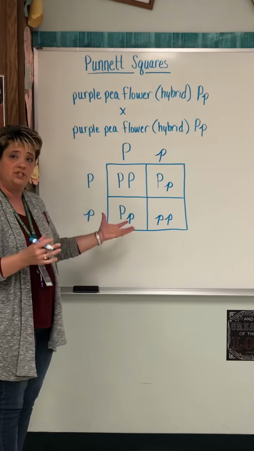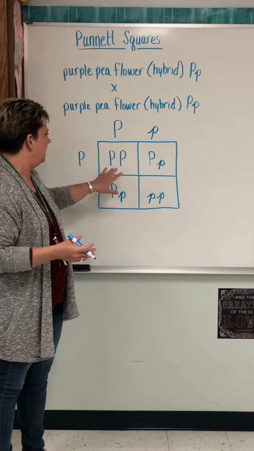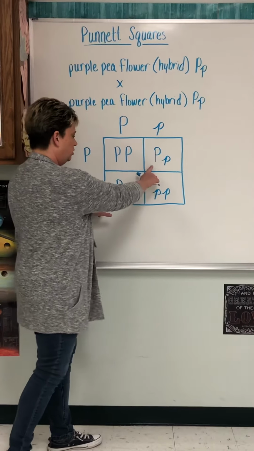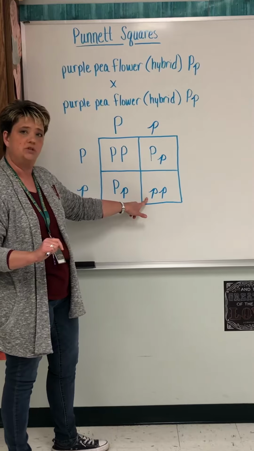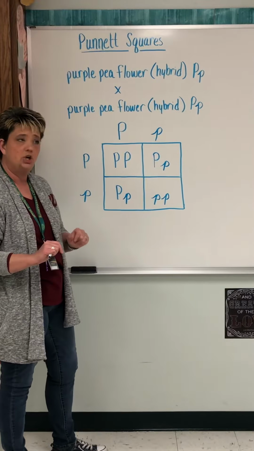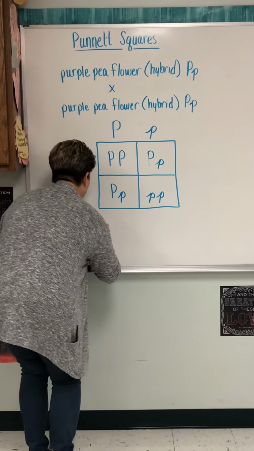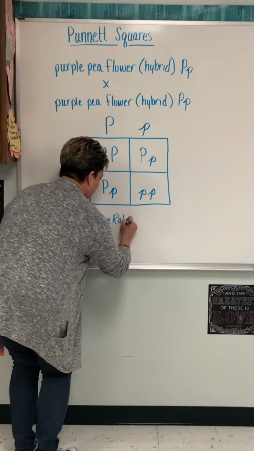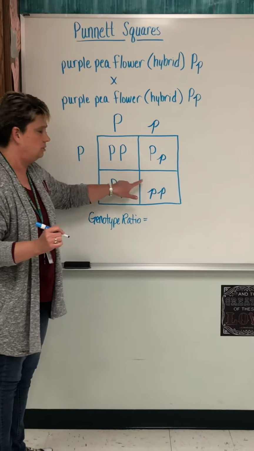So now, once we have this information, we can look and see what kind of offspring are possible from this cross. We have 1 offspring with genotype capital P, capital P. We have 2 with the genotype capital P, lowercase p. And we have 1 with the genotype lowercase p, lowercase p. So we have 3 different genotypes. If we were writing a ratio of what we would see genotype-wise, a genotype ratio, it would be 1 to 2 to 1.